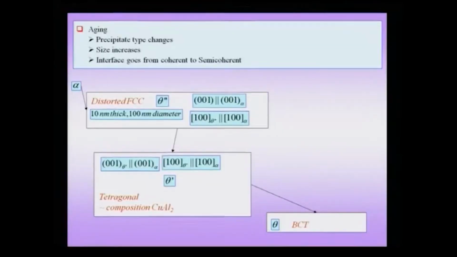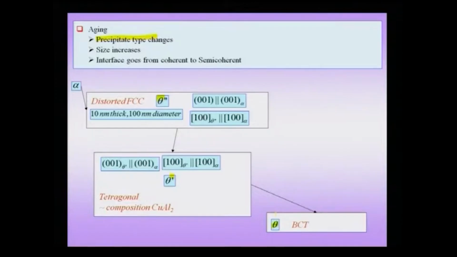During the aging process, many things are actually happening in parallel, and it is important to know what those things are before we understand the phenomenon of coarsening. The precipitate type itself changes, that means there is not a single type of precipitate which exists, as we have seen that initially you have the GP zones which go to theta double prime, which finally goes to theta prime to theta, which is the equilibrium phase.